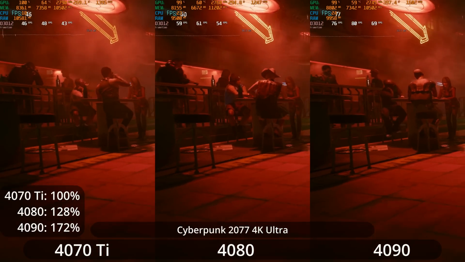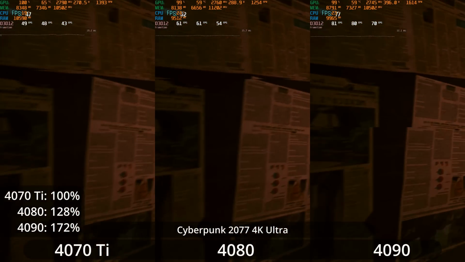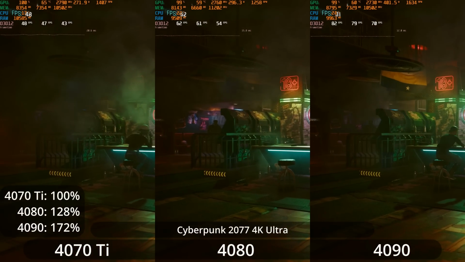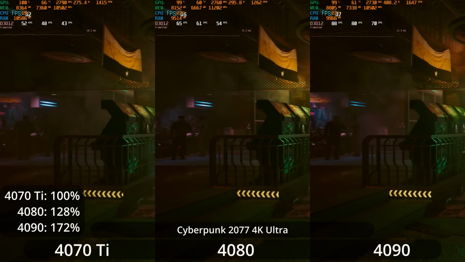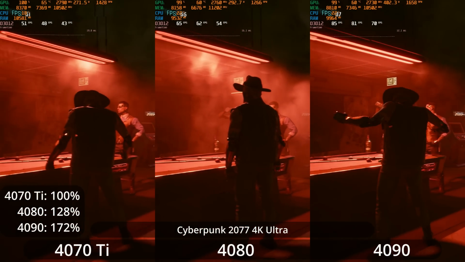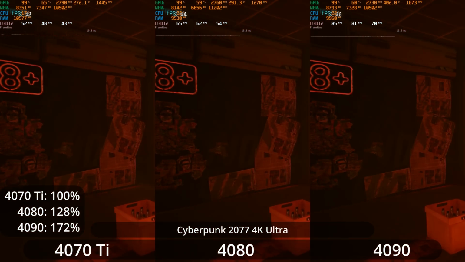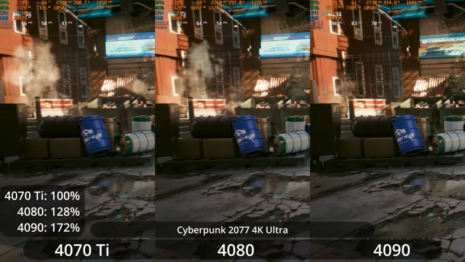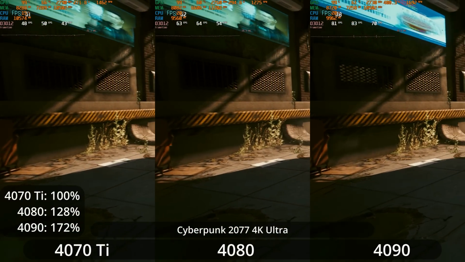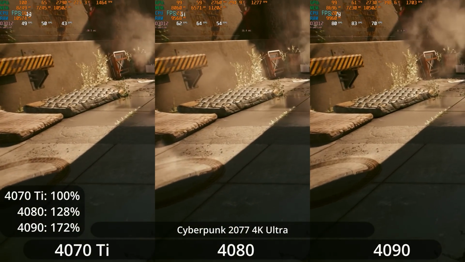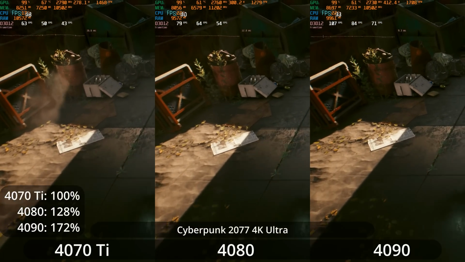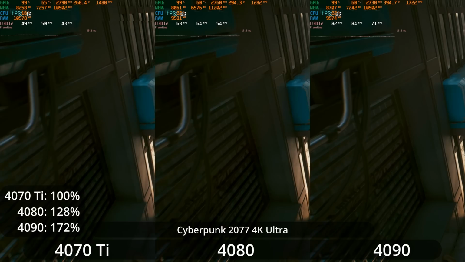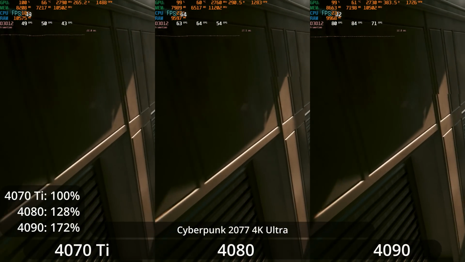If we go to 4K Ultra settings, and we don't even have ray tracing enabled here, now we see the 4090 able to show off its 72% lead over the 4070 Ti, and the 4080 a 28% lead over the 4070 Ti. And the 4070 Ti is not able to deliver us 60 frames per second in the more demanding areas here. The 4080 does dip below 60 frames per second, but is more frequently above it, as shown by the average.